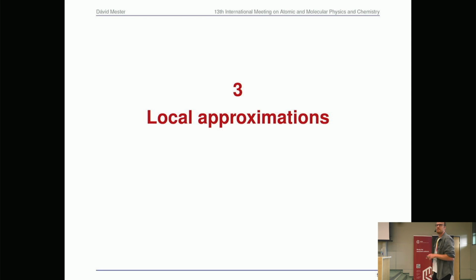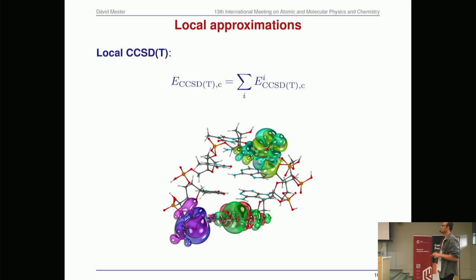So now let's aim for large-scale applications. Our research group has a long history of developing local correlation methods. In this case, the correlation energy is decomposed as a sum of the contributions of the individual occupied molecular orbitals, denoted by I.